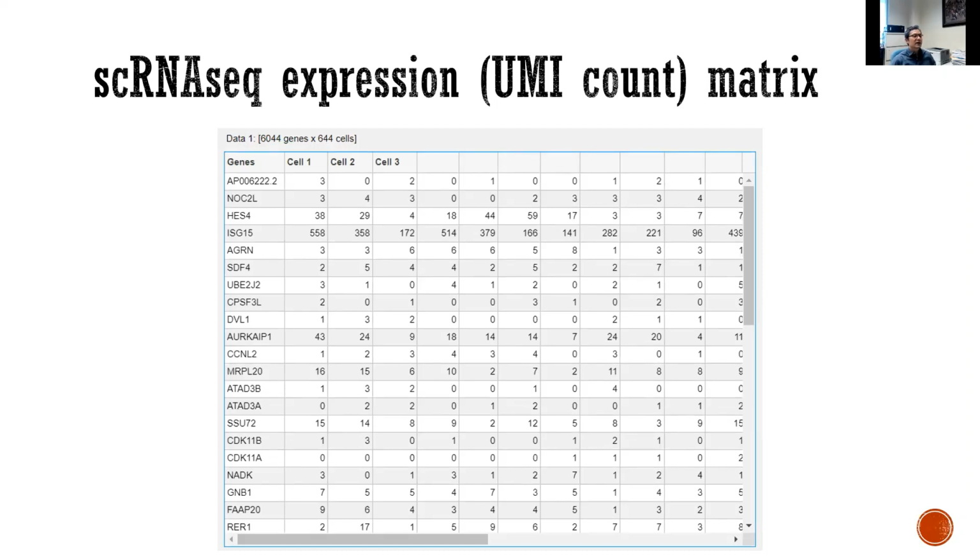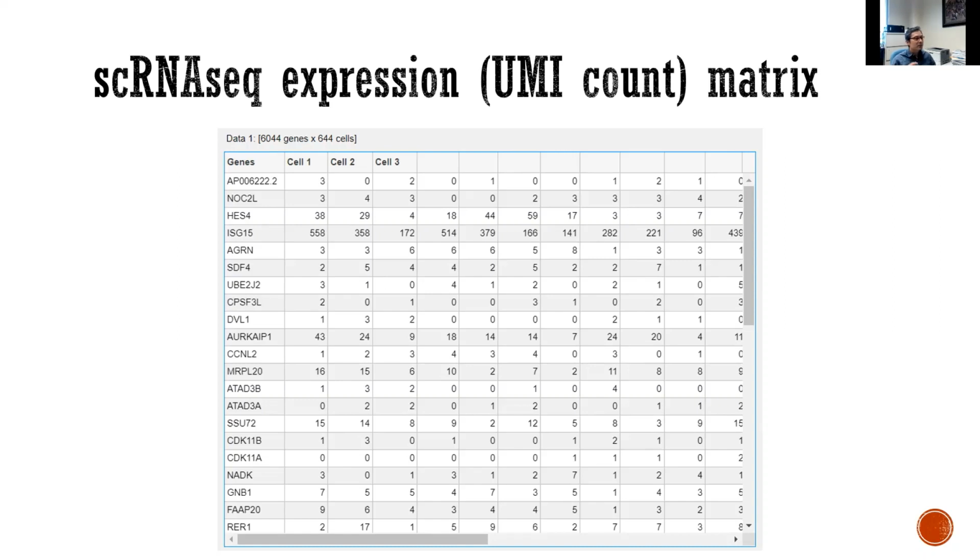Through the last 2 lectures, I hope you have some understanding of how the single-cell experiment is conducted and what platform people normally use, and how to use Cell Ranger, a software solution provided by 10x Genomics, to produce this single-cell RNA-seq expression matrix. This matrix is also called the UMI count matrix. UMI stands for unique molecular identifier.